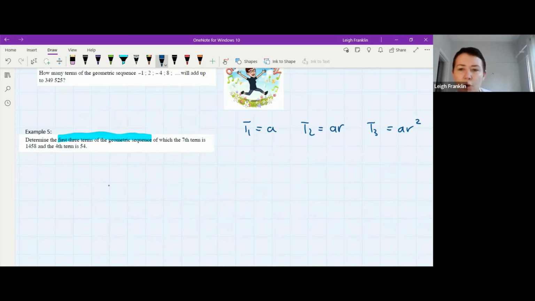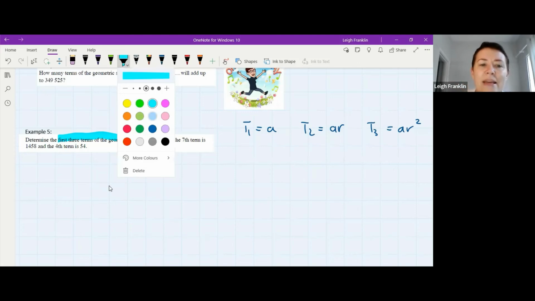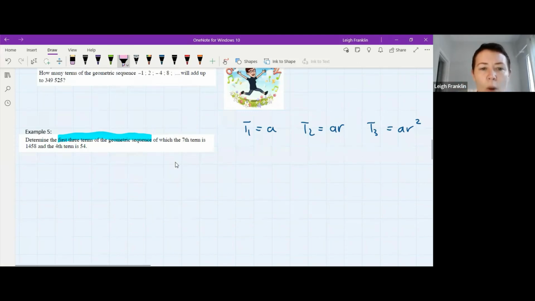Now that we know what we have to do, let's turn our attention to the information that is given to us. They want us to use this information to make equations. So we need to make an equation from the words, the seventh term is 1458. Anybody got any idea how I would write that? How do I write the seventh term of a geometric pattern? AR to the power of 6 equals 1,458. Good.